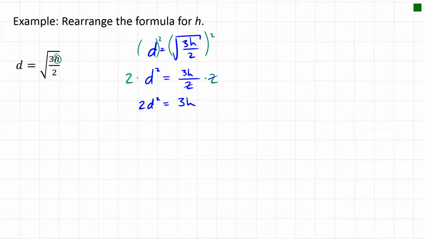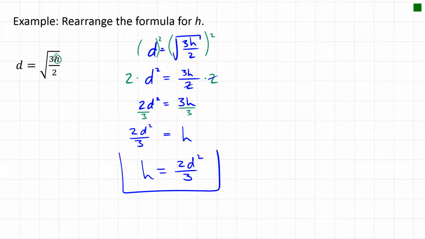And finally, I will divide each side by 3. And that leaves me with h all alone on one side and 2d squared over 3 on the other side. So this is my final equation for h. I've rearranged the formula. And now, if I need to be able to see a certain distance to the horizon, like if you need to put a satellite somewhere so that it can see a certain location on the globe, you can calculate what height you'll need to put the satellite at for that purpose.